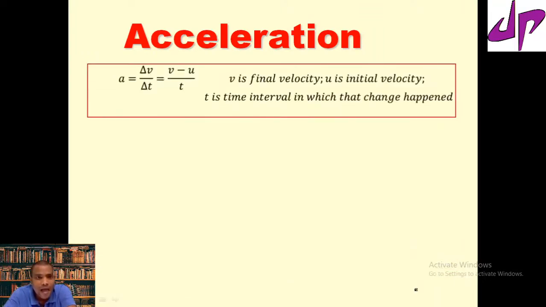Finally, acceleration is change in velocity with respect to time. Acceleration A equals v minus u by t. Here v is the final velocity and u is the initial velocity. T is the time taken to change the velocity.